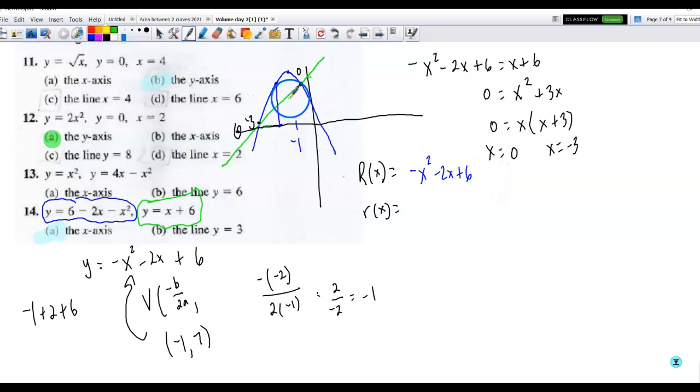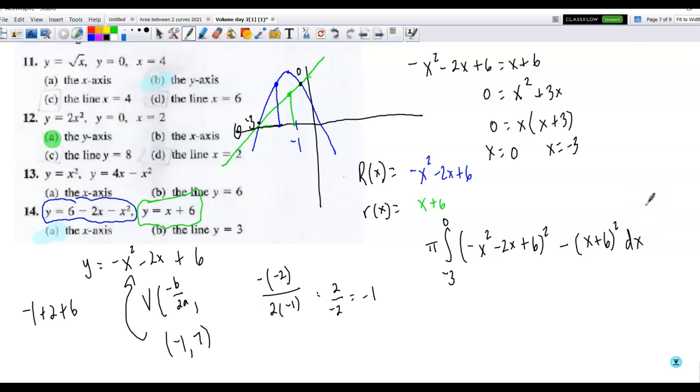For the green line, we're going to travel from the inner curve to the axis of revolution. So we're going to have top, which is the line, x plus 6, minus bottom, which is 0, so we just get x plus 6. All right, here we go with our integral. Everything is in terms of x, so we have the lower bound of negative 3 that we found, upper bound of 0. We're going to have big R squared minus little r squared dx. Everything is in terms of x.